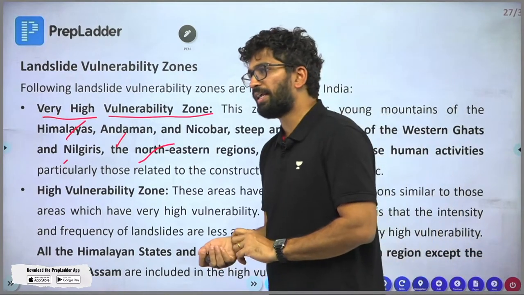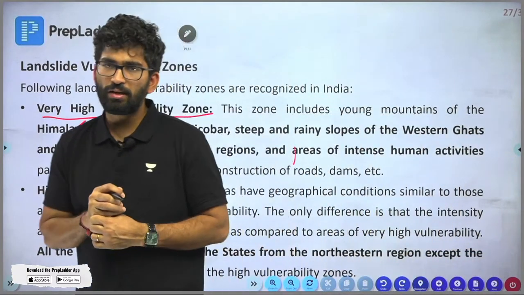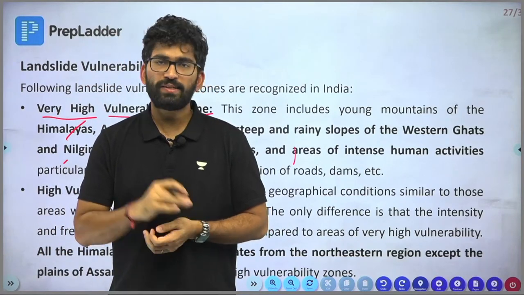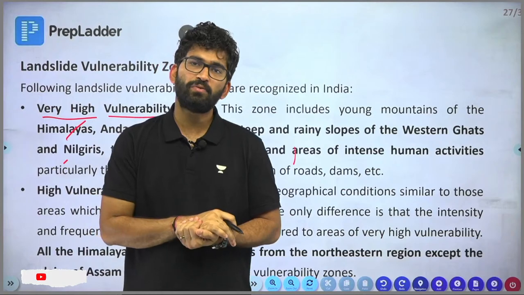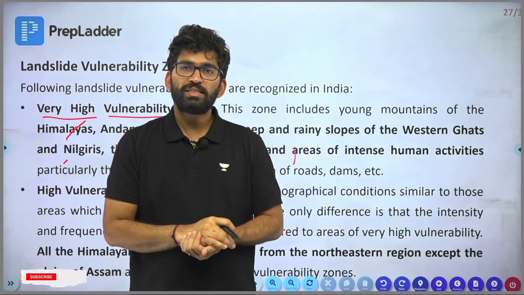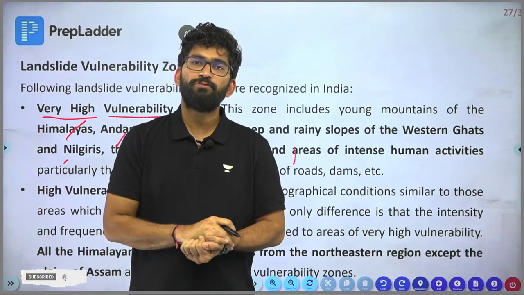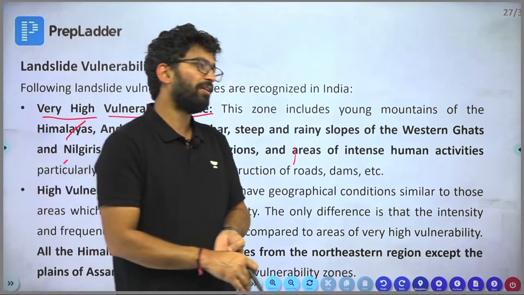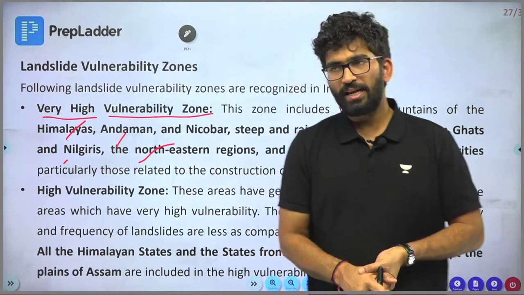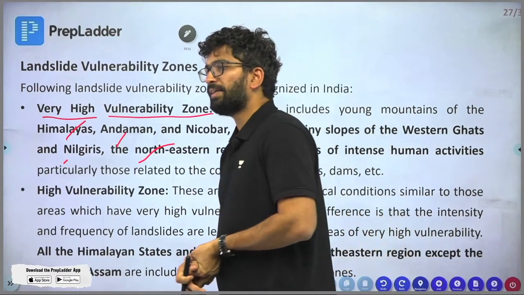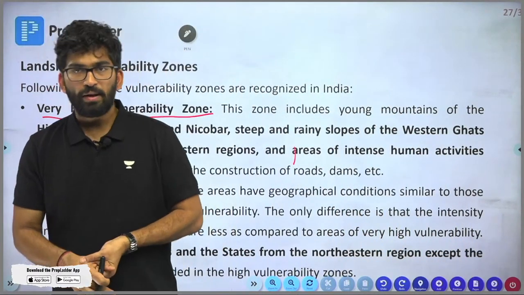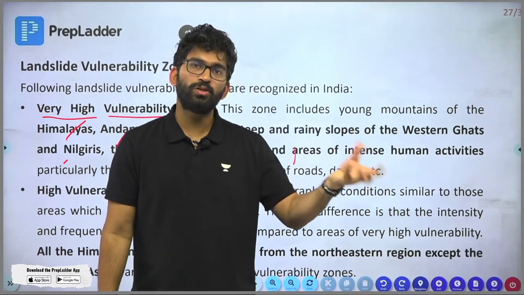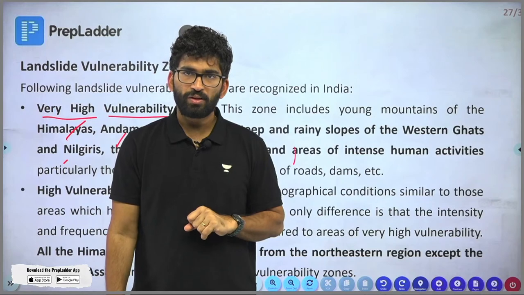And in some areas of Himalayas, for example in northeastern India, and in some regions of Western Ghat, landslide is also because of very heavy rainfall. At the same time, man-made activities such as scouring of the land and illegal mining activities in Western Ghat play a very important role in landslides over there.